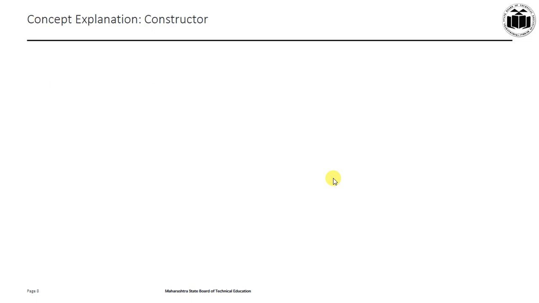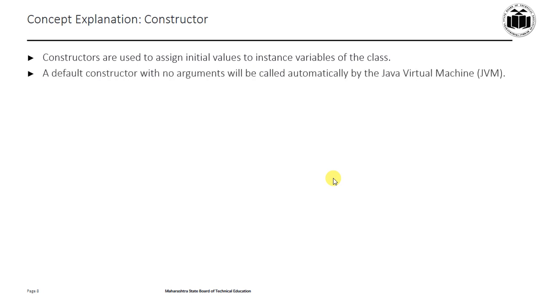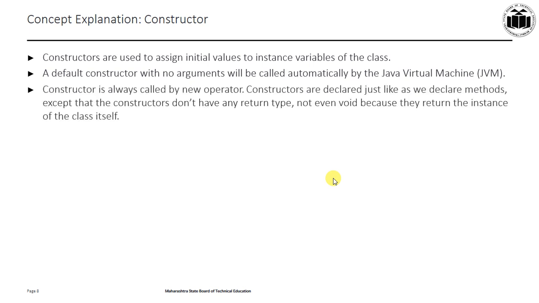Now we will begin with what is constructor. Constructors are used to assign initial values to instance variables of the class. A default constructor with no arguments will be called automatically by the Java Virtual Machine, that is JVM. A constructor is always called by the new operator.